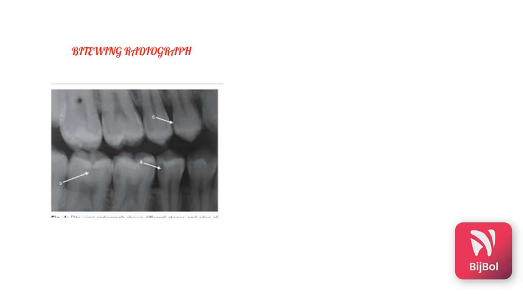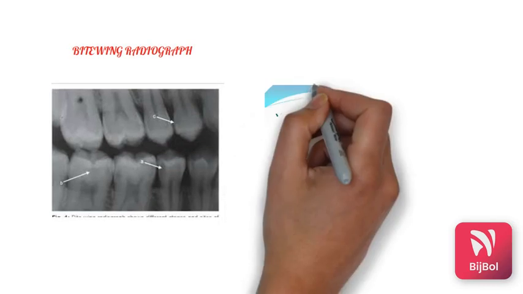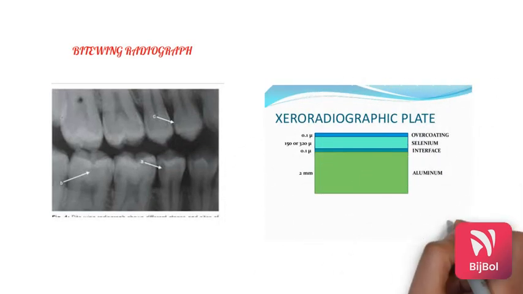Now we'll see the xeroradiography. In xeroradiographic imaging, the image is recorded on an aluminum plate coated with a layer of selenium particles. When the X-rays pass onto the film, it causes the selective discharge of the selenium particles, which forms the latent image. Later on, this is converted to a positive image by a process known as development in the processor unit. That is how the radiography works.